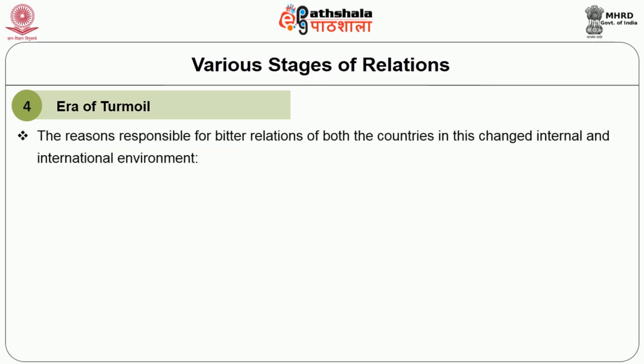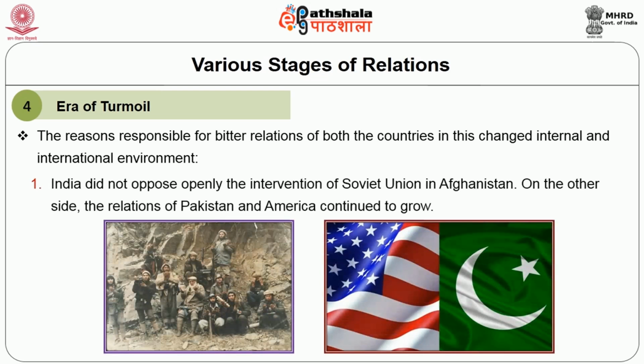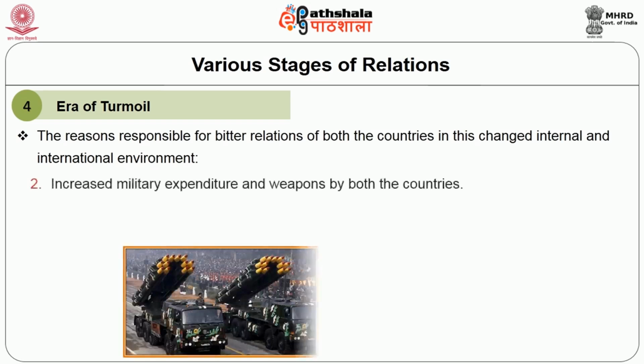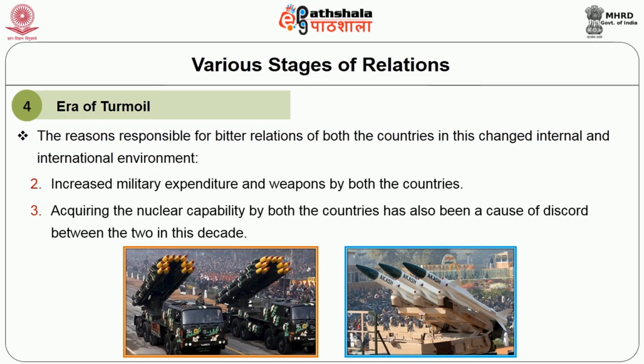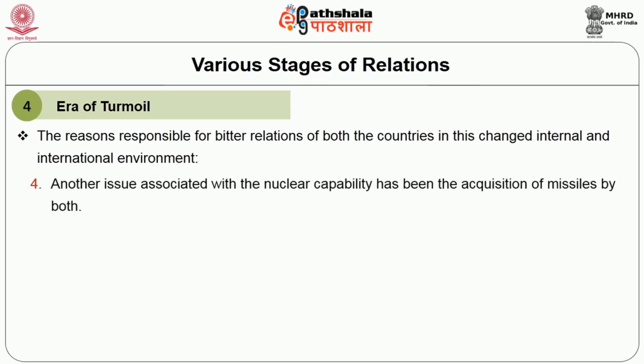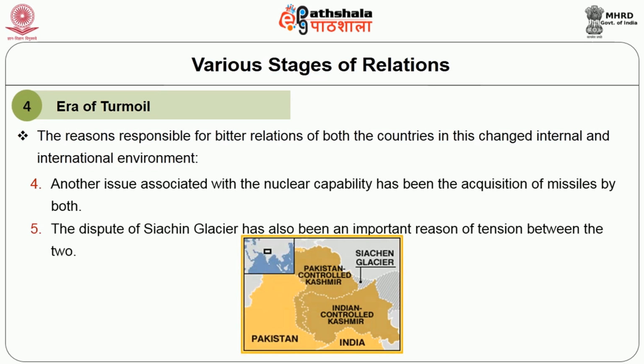The following were the reasons responsible for bitter relations of both the countries in this changed internal and international environment. India did not openly oppose the intervention of the Soviet Union in Afghanistan. On the other side, the relations of Pakistan and America continued to grow. Military expenditure and weapons were increased by both the countries. Acquiring nuclear capability by both the countries has also been a cause of discord between the two in this decade. Another issue associated with nuclear capability has been the acquisition of missiles by both. The dispute of the Siachen Glacier has also been an important reason of tension between the two.